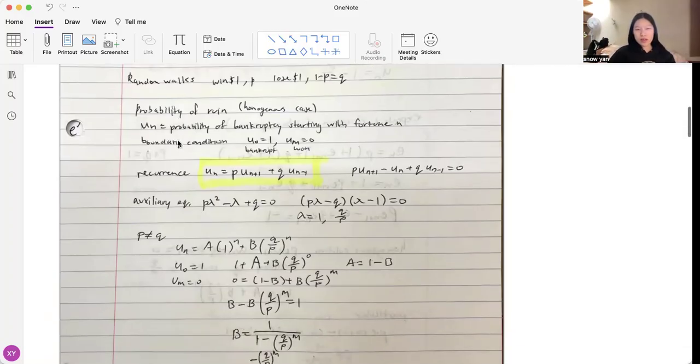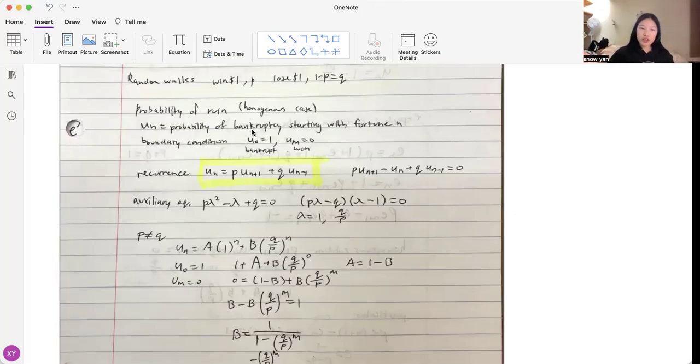For this, we define some notation. For example, u_n means the probability of bankruptcy starting with fortune n. So we start off with n dollars. What is the probability that we are bankrupt? u_n represents that. If we are left with $0, then we're bankrupt, so u_0 is equal to 1. That's our boundary on the left-hand side. And on the upper side, if we have M dollars, then we just cash out and we've won. So those are our two boundaries.